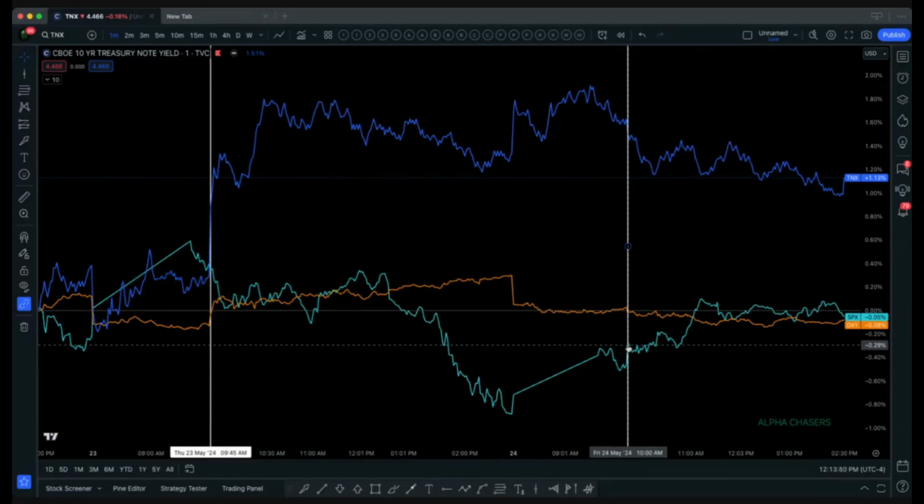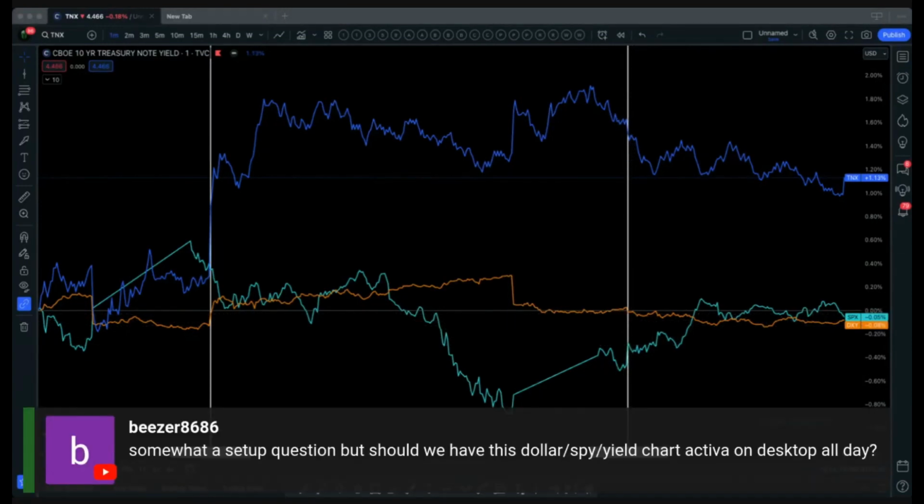Before I go on to any other topic, are there any questions about the dollar, the relation to the 10-year on economic data, and the relation to the S&P, and how to set this chart up? Is there anything about this that anybody wants to go over? Okay, so the question I see in regards to this that is of interest to the topic is, do you want this set up all day? Do I have this set up all day?